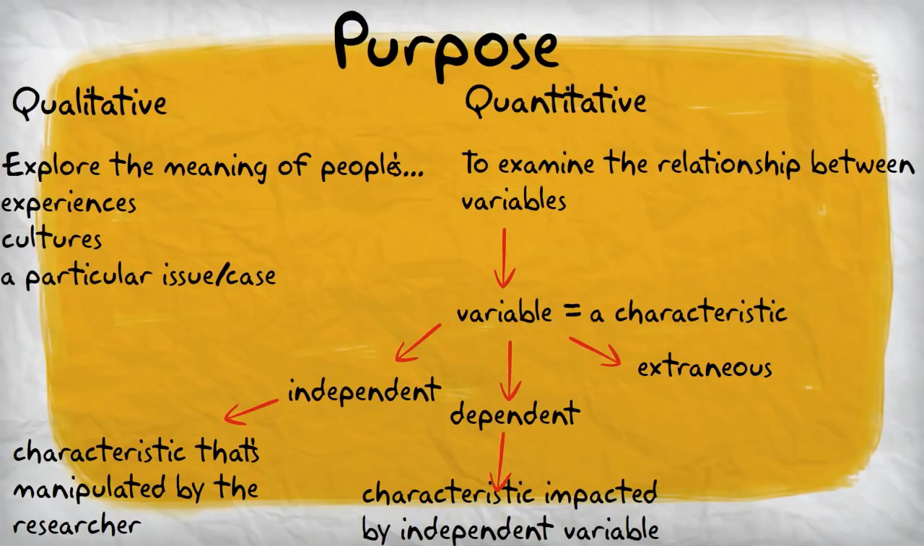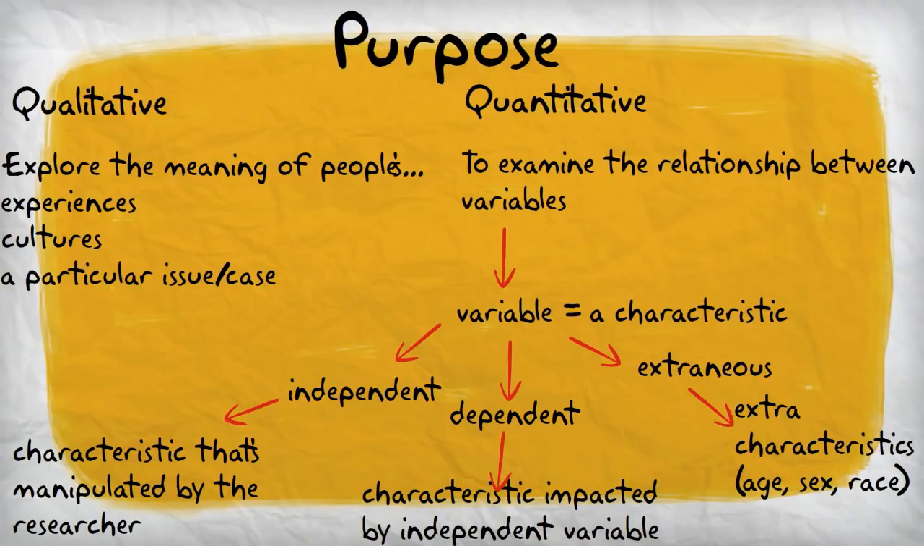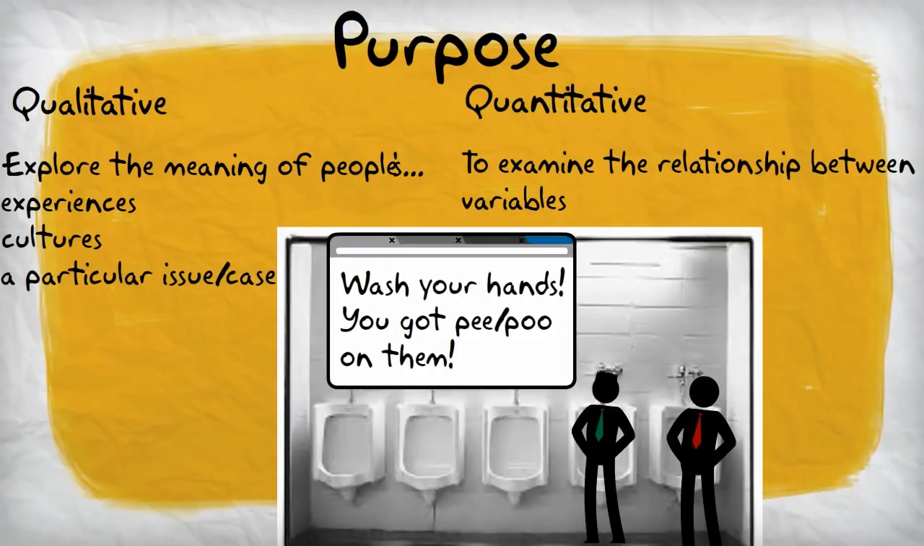Extraneous variables are variables that are extraneous to what the researcher is really trying to focus on, and they're usually demographic information such as age, sex, race, ethnicity, things like that. So let's say a researcher makes a poster that says, "Hey, you probably got some of you or other people's pee or poop on your hands, so wash your hands." The researcher puts up that poster in one bathroom and doesn't put it in another bathroom. Then the researcher watches to see if more people wash their hands after peeing or pooping who were exposed to the poster compared to those who were not exposed to the poster. It turns out that more people washed their hands who went to the bathroom where the poster was.